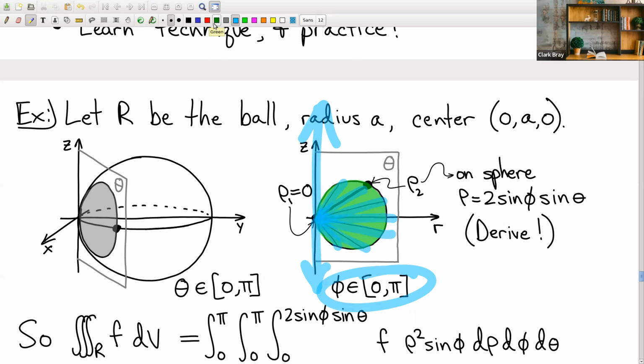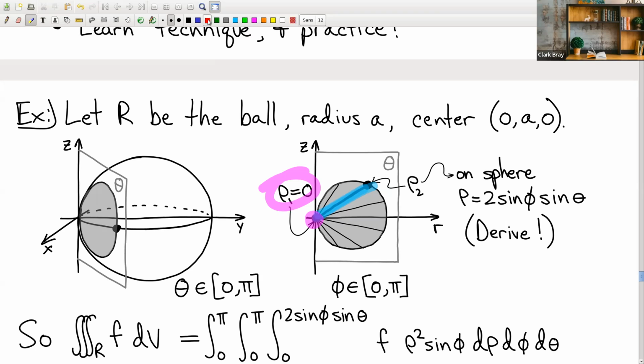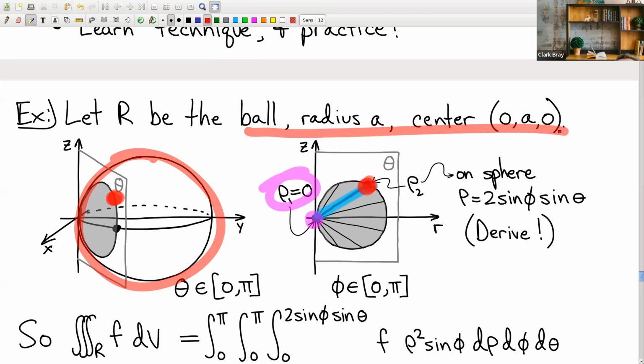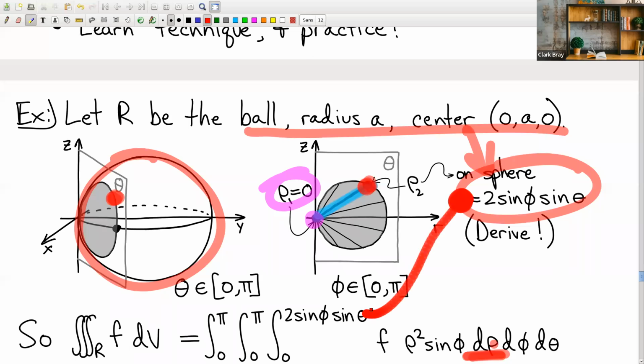Okay, fine. Now we fix a value of phi. There's what our phi slice looks like. Rho clearly starts at 0. Gotta love it when that happens. And rho ends at that point, which of course is on the sphere that you have information about. You can then derive that equation. Again, there's algebra to be done in there. Make sure that you can do that algebra. We're looking for a rho bound, so we solve for rho, and that becomes our upper bound there.